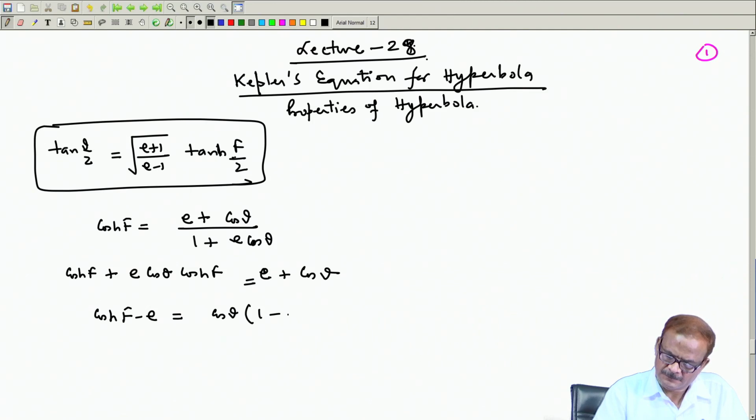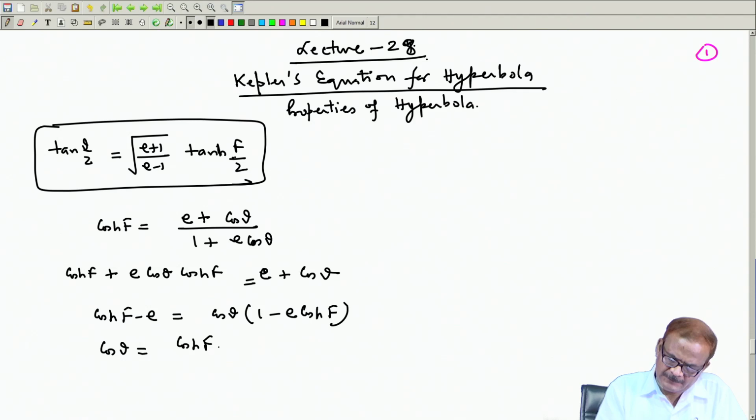one minus e cos hyperbolic f. So, from here we get cos theta equal to cos hyperbolic f minus e divided by 1 minus e cos hyperbolic f.